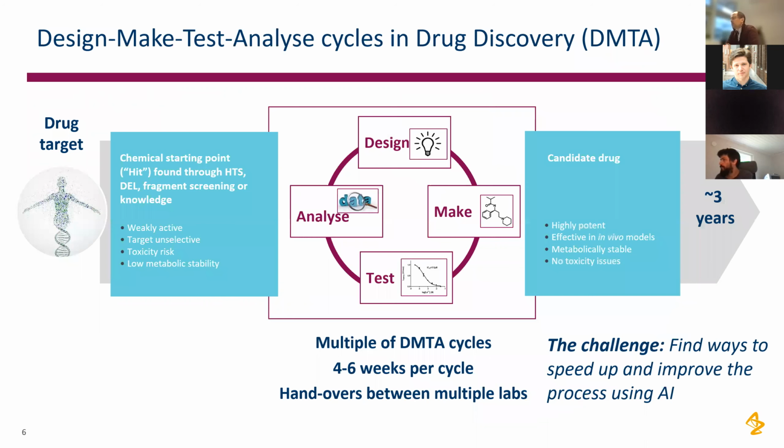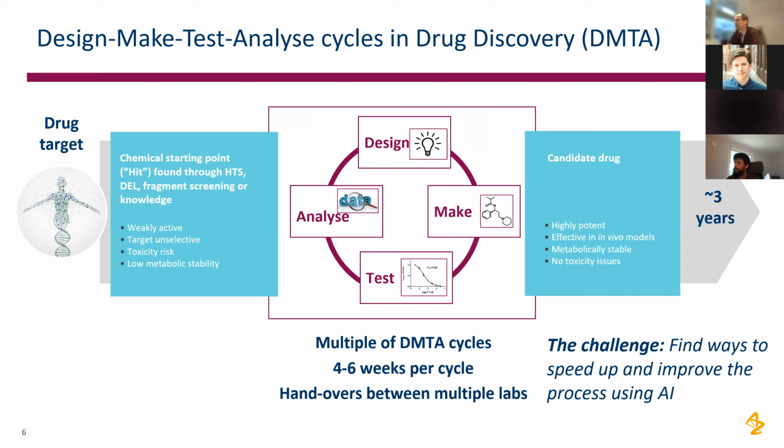So how do we do drug discovery? Usually we have a starting place, right? We have identified a hit compound. It can be found via high-throughput screening or DNA-encoded libraries, or maybe from some knowledge about natural compounds that have an affinity for this protein, or it can be an academic research finding or something. But they are often not drug-like. They may be weakly active. They may be unselective. There could be a toxicity risk we don't want to have. They could be not very stable, and so forth.